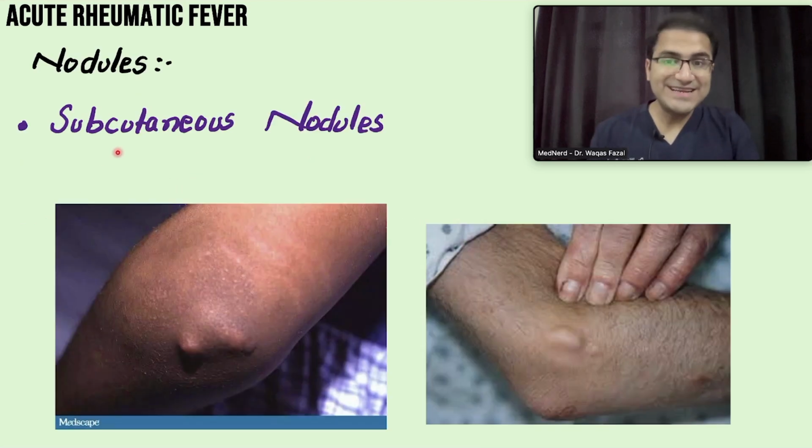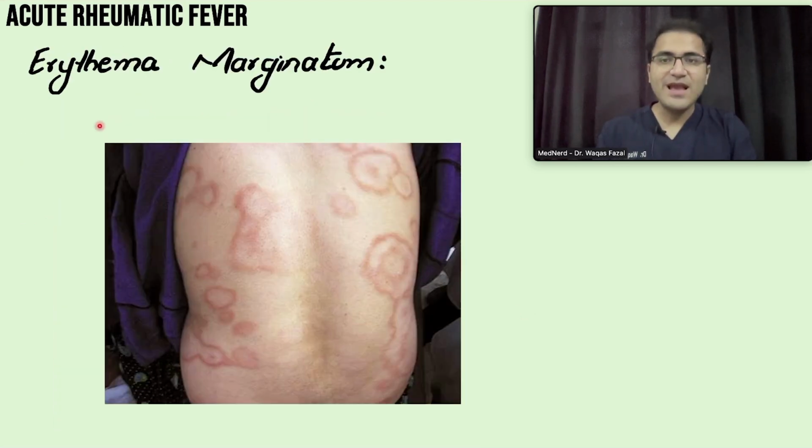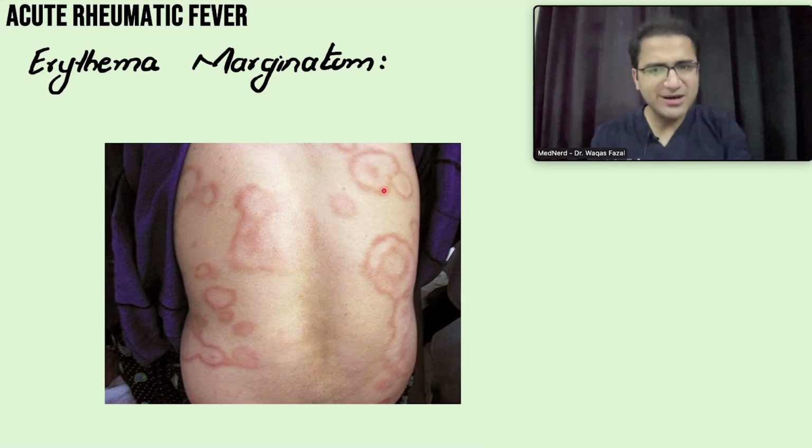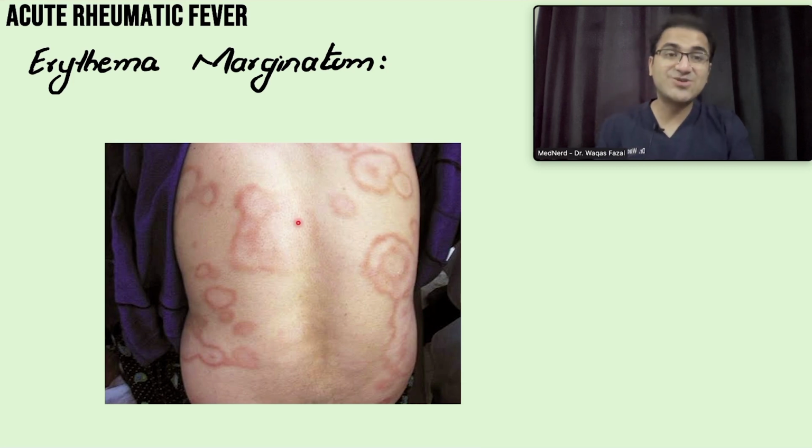On the skin, it can cause subcutaneous nodules like this. Erythema marginatum. Erythema marginatum is a painless, non-pruritic rash that appears on the skin, and it spreads centrifugally, and it has very beautiful clear margins with a central clearing. So the central area will be clear and there will be a clear margin outside the rash. That is called erythema marginatum.